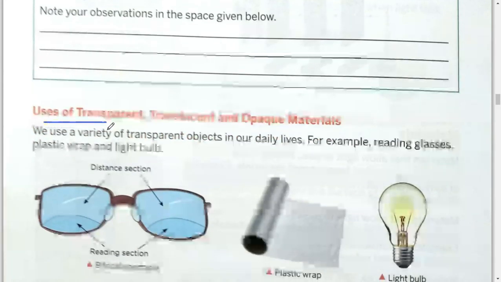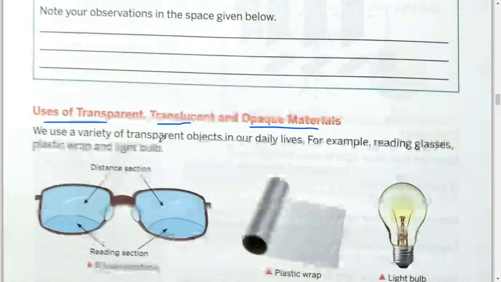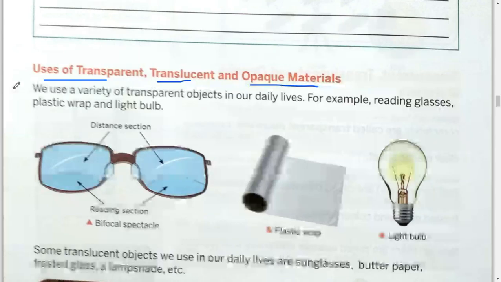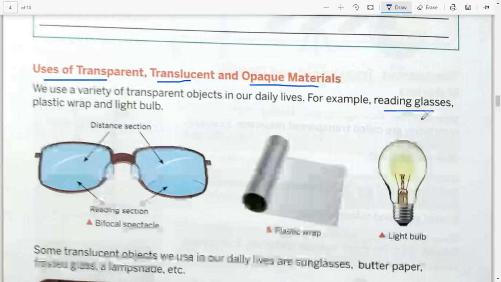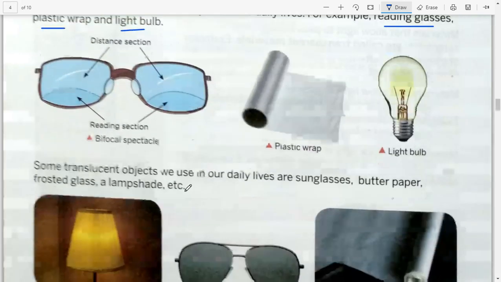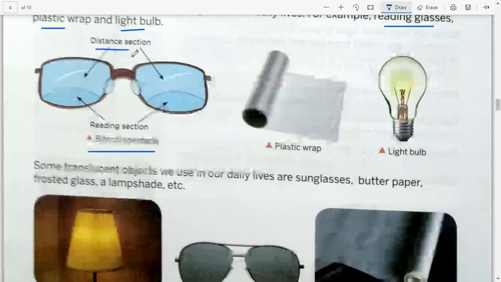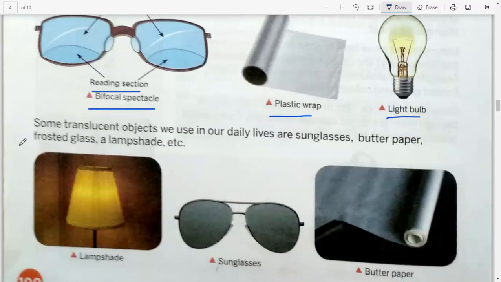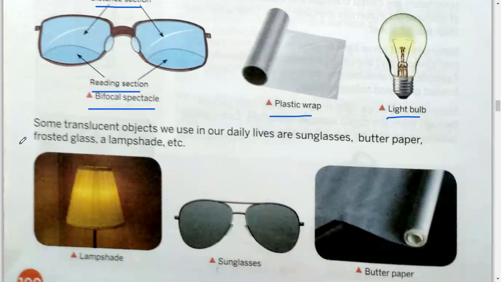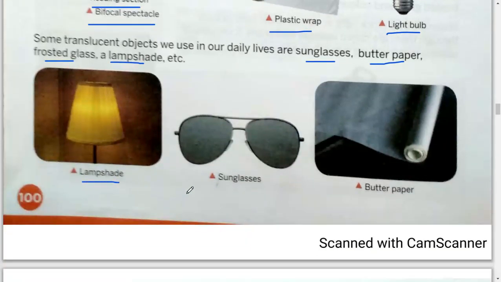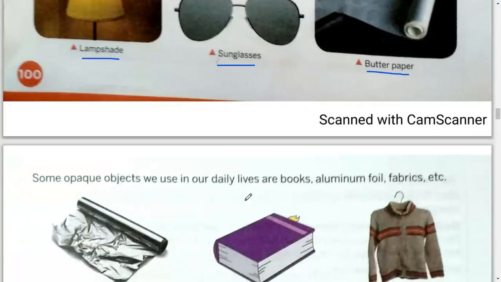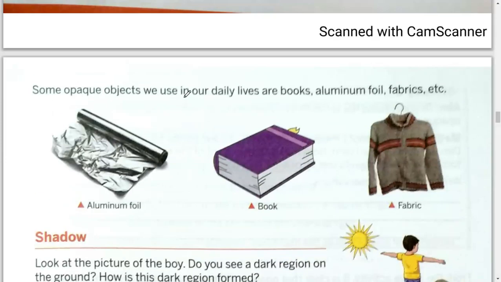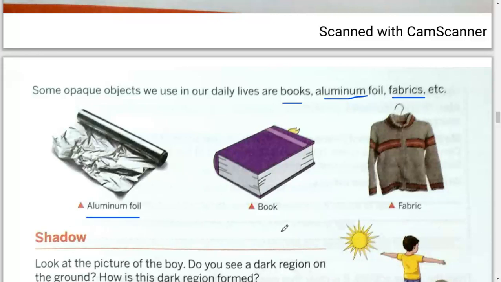Uses of transparent, translucent, and opaque materials. We use a variety of transparent objects in our daily lives. For example, reading glasses, plastic wrap, and light bulb. Bifocal spectacle, distance section, reading section, plastic wrap, light bulb. Some translucent objects we use in our daily lives are sunglasses, butter paper, frosted glass, a lampshade, etc. Some opaque objects we use in our daily lives are books, aluminium foil, fabrics, etc.